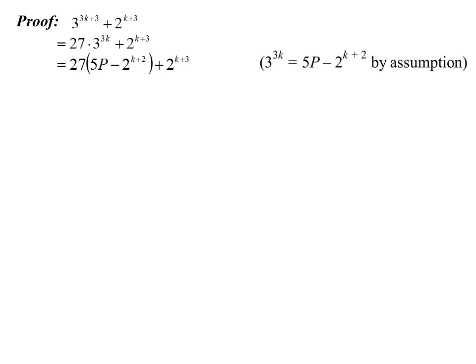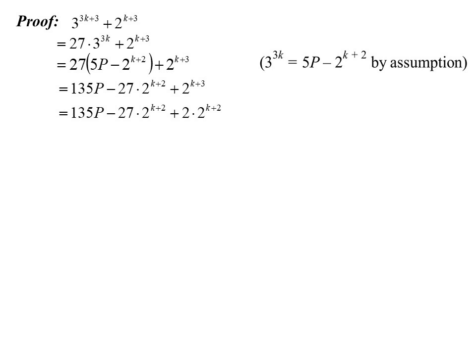Remember, we're trying to show that there is a common factor of 5 in all this. I'm now going to expand out, collect like terms, and hopefully I'll get it. 27 times 5, well that's 135. I've then got 27 lots of 2 to the power of k plus 2, but I've also got this 2 to the power of k plus 3. But of course 2 to the power of k plus 2 and 2 to the power of k plus 3 also have a common factor. They're both 2 to the power of something.